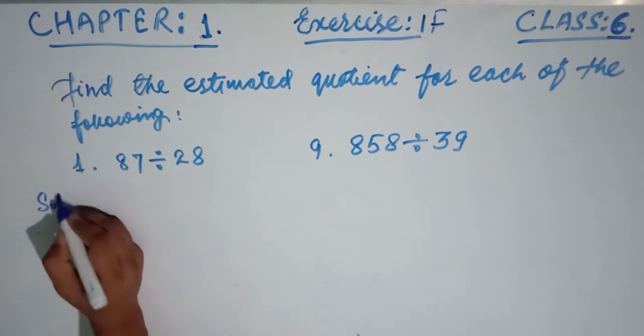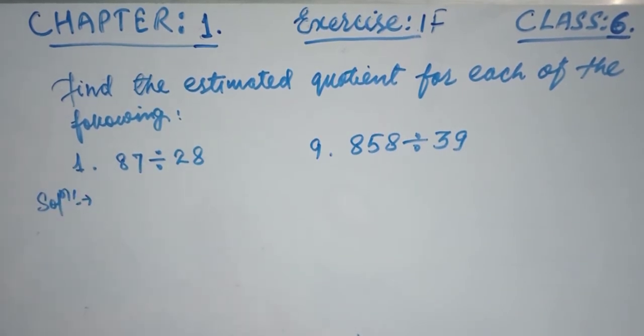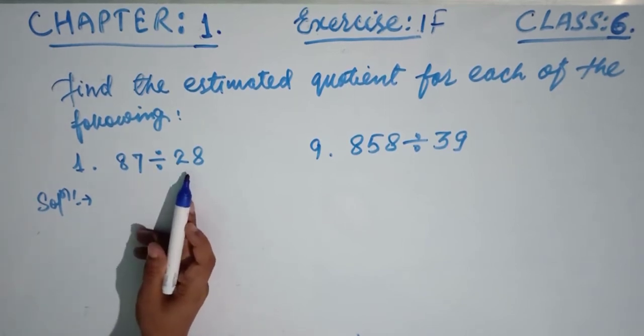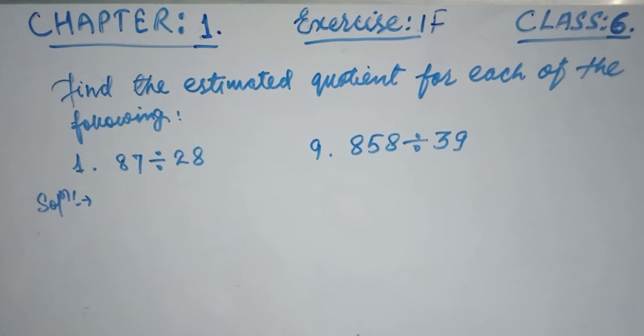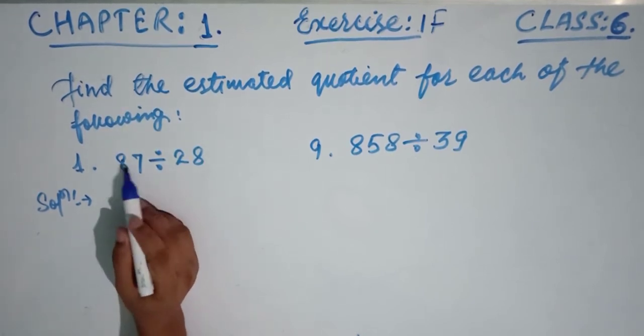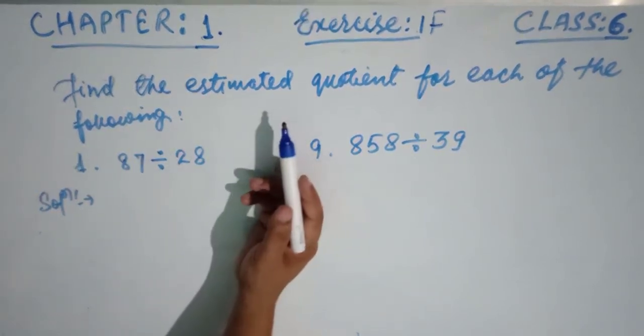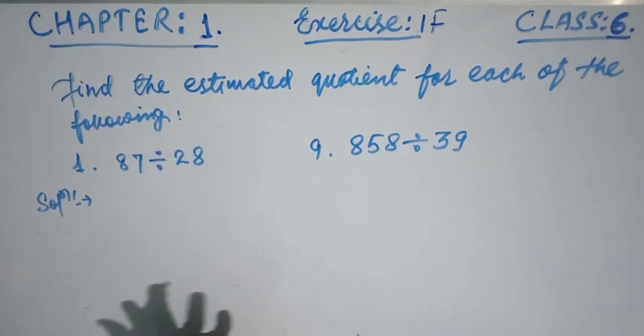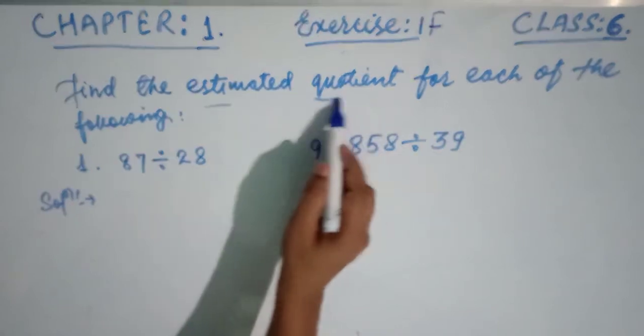Now friends, see the solution of these 2 questions. If you understand once, then we can easily solve all the sums. Actually you are all aware of these questions and all the candidates have already solved them. This is for revision purposes, so please look. Now first, 87 divided by 28. The question says estimated quotient. Quotient means this divided by this, and when you find the value, you get the quotient. Now find the estimated quotient for each.